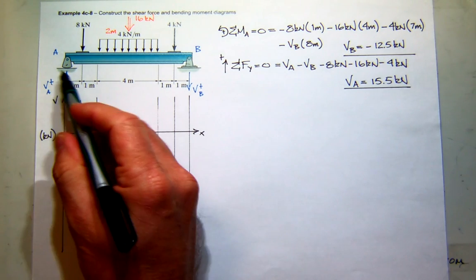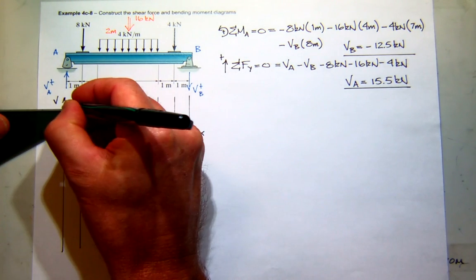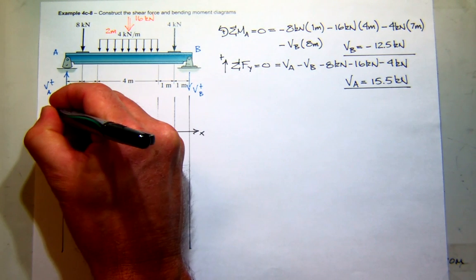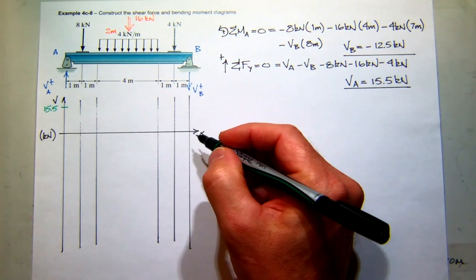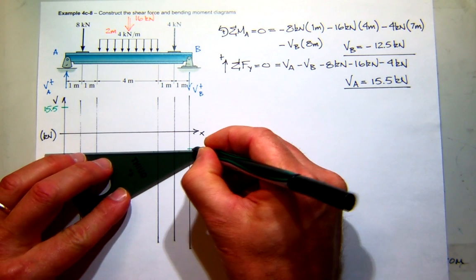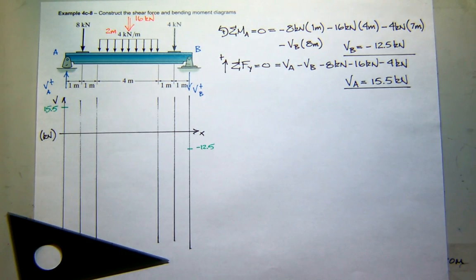So starting with my shear at A, what is the shear at A? Positive 15.5. And what's the shear at B? Negative 12.5. So let's see if I can make it all work out.